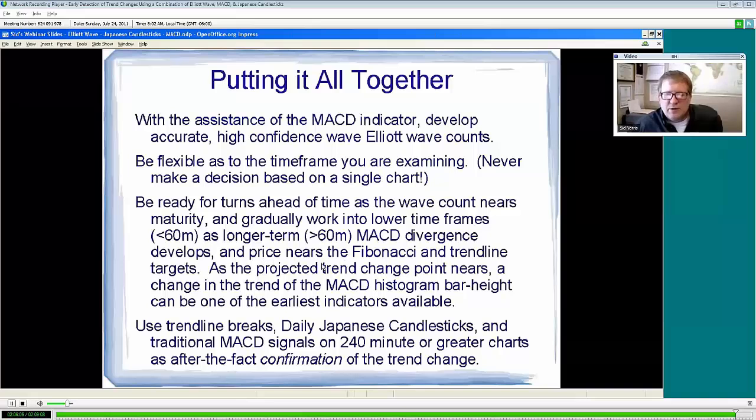Also, be very aware of the different time frames as you near Fibonacci and trend line targets. As the projected trend change point nears, a change in the trend of the MACD histogram bar height can be one of the earliest indicators available. We also use Elliott trend lines, daily and longer Japanese candlesticks, and traditional MACD signals on time frames greater than 240 minutes as confirmation that you were correct.